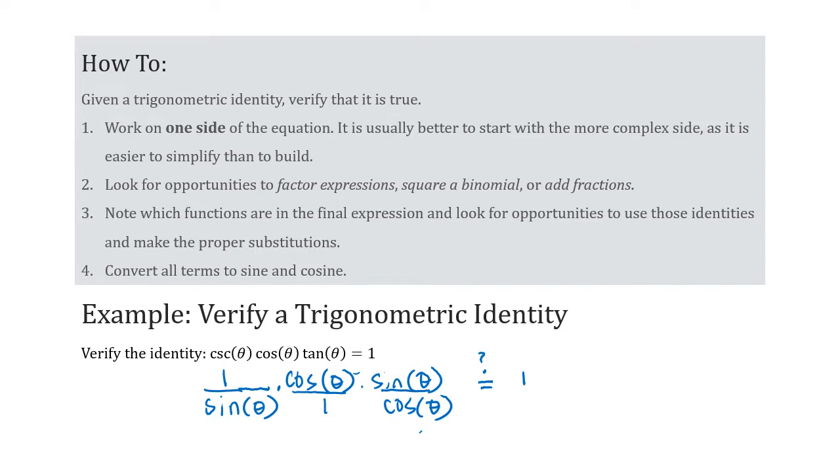And so now if I think about multiplying straight across, I'm going to have in the numerator 1 times the cosine of theta times the sine of theta. In the denominator, sine of theta times 1 times the cosine of theta. Or I know in multiplication, I can cross reduce. So I see in that first factor, the sine of theta in the denominator, I can cancel that with the sine of theta in the numerator. Same thing goes for the cosine. And what I'm left with is the statement that 1 equals 1, which is a true statement, and therefore verifies this identity.